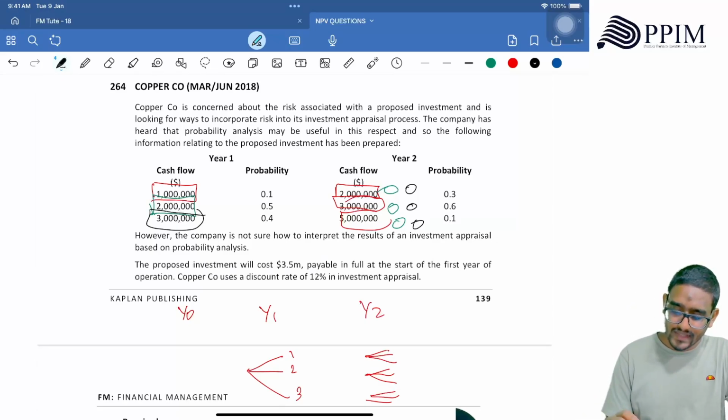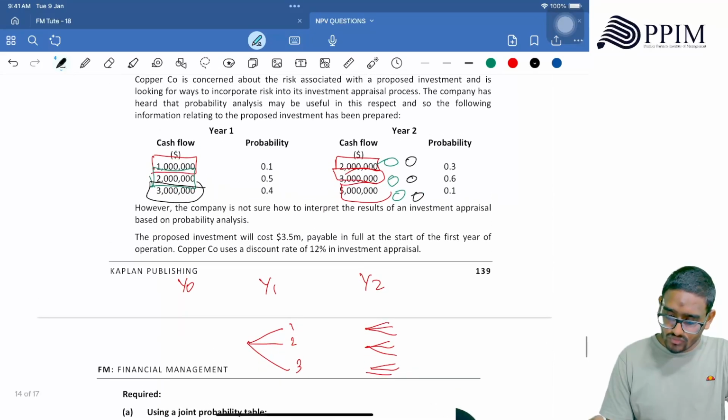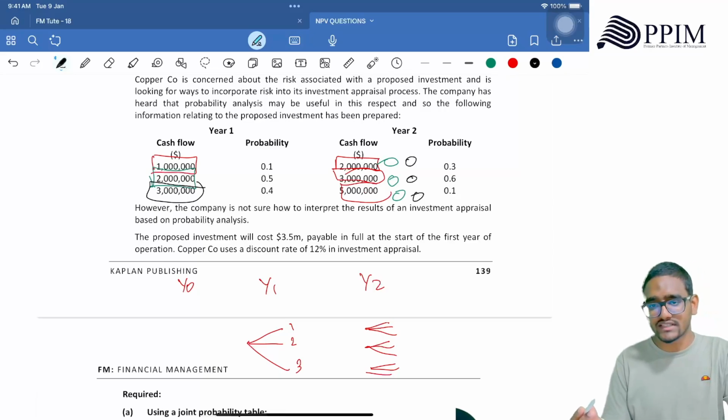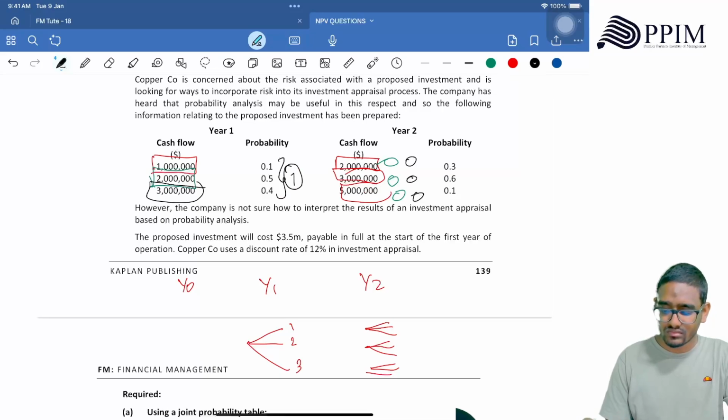So what they're saying here is, if you look at these probabilities. Now, I don't know how much of stats you have done, but probabilities will always add up to 1. Will always add up to 1. Sideways, it does not have to add up to 1.